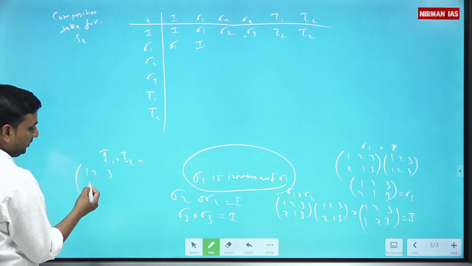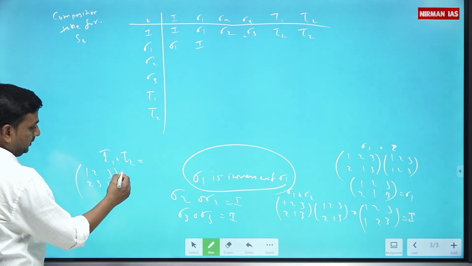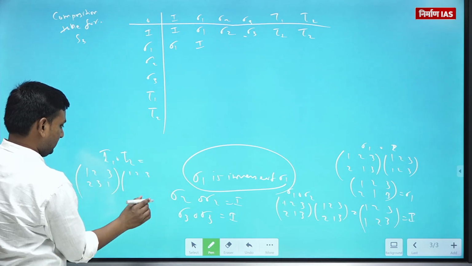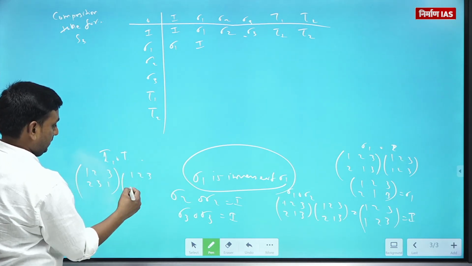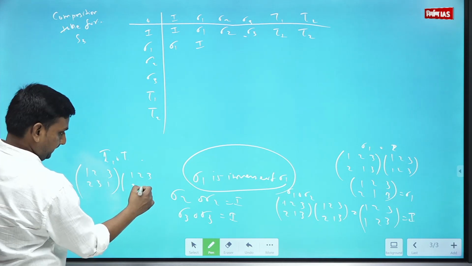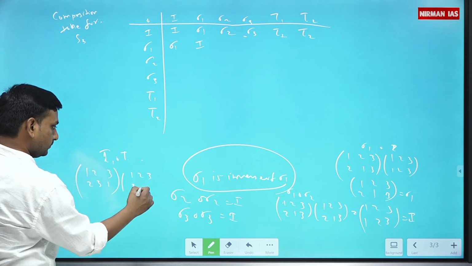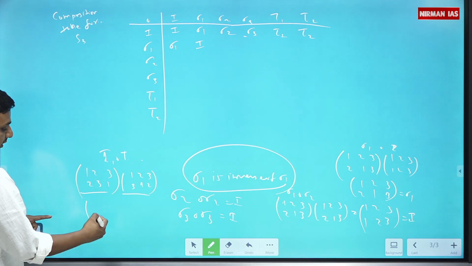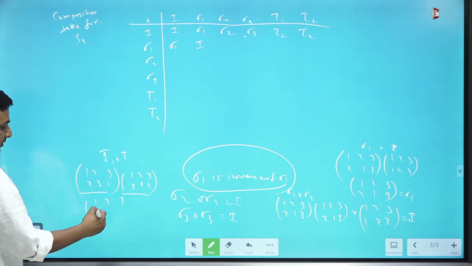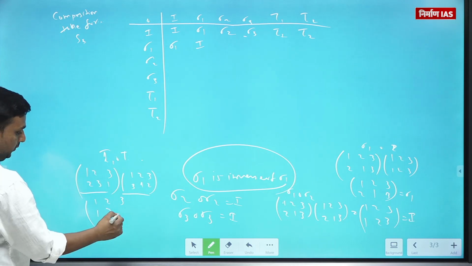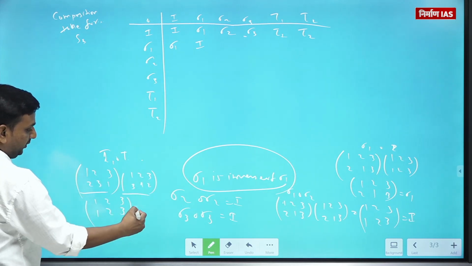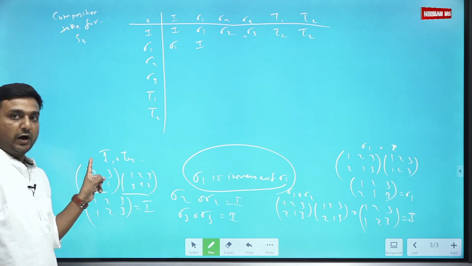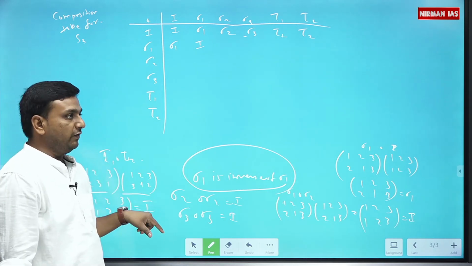Let's see. 1 2 3. This is tau 1, this is tau 2. What will it ultimately come out to? 1 का इमेज 3, 3 का 1, 2 का 1, 1 का 2, 3 का 2, 2 का 3. What is it? I only. So you can call tau 2 the inverse of tau 1, or tau 1 the inverse of tau 2.